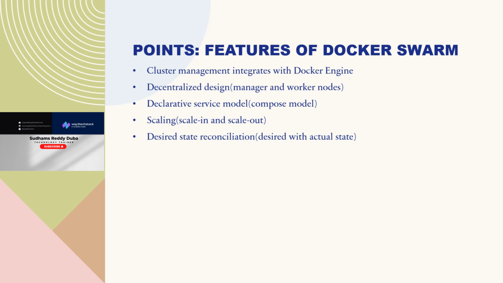Next point, desired state reconciliation. What does it mean? Your Docker Swarm will always ensure that your desired state is equivalent to the actual state. If something is mismatched, it will try to replace that particular object to always match your desired and actual state. Then followed by multi-host network. As we discussed, because we have formed our cluster and the applications are distributed on different nodes, now they have to communicate with each other, though they are running on different nodes. And that can be achieved by using an internal functionality called overlay network, which is called multi-host networking.